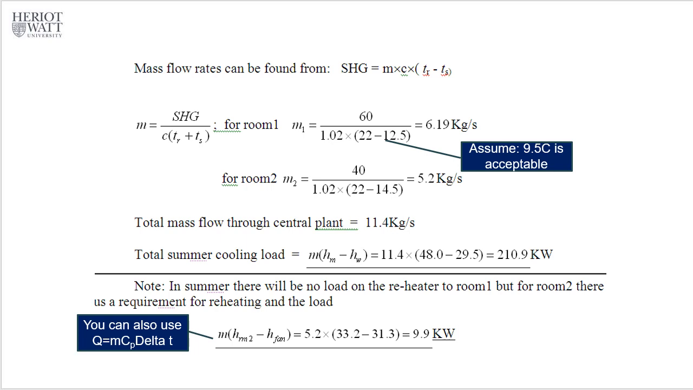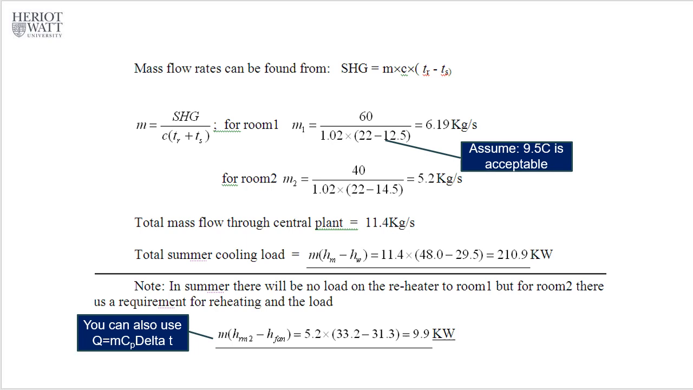So then you find out the before and after cooling coil enthalpies and multiply by the total mass flow rate. You get the total cooling load for the cooling coil, which is 210.9 kilowatts. Okay.